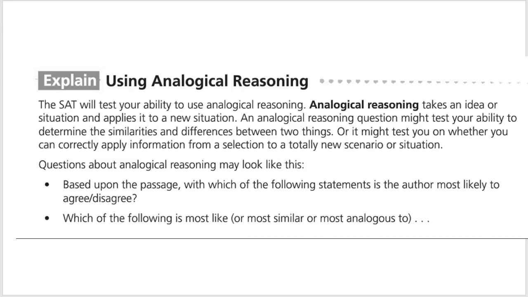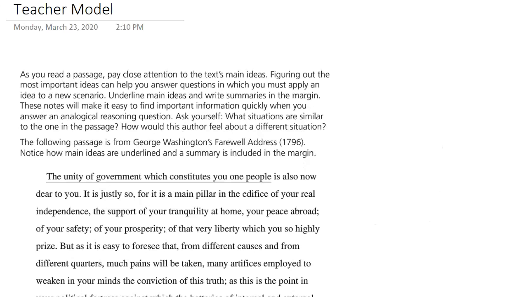As we read this passage, we're going to pay close attention to the text's main ideas. Figuring out the most important ideas can help us answer questions in which we must apply an idea to a new scenario. We're going to underline main ideas, write summaries in the margin. These notes will make it easy to find important information quickly when you're answering an analogical reasoning question. Questions we should ask ourselves are: what situations are similar to the one in the passage? How would this author feel about a different situation?